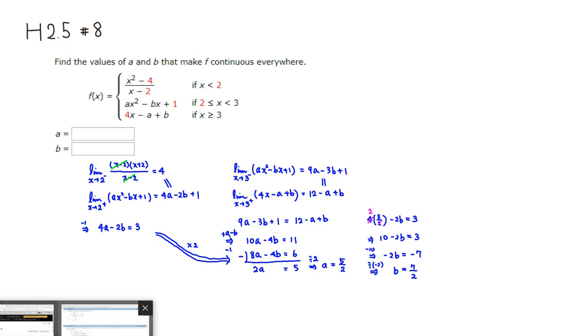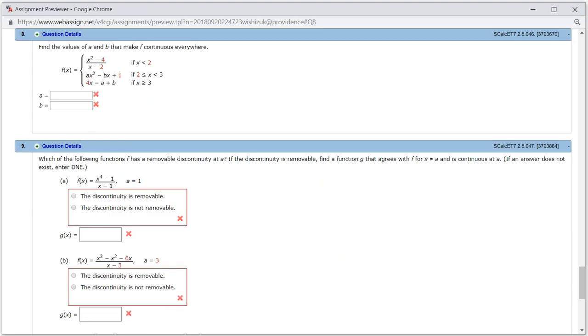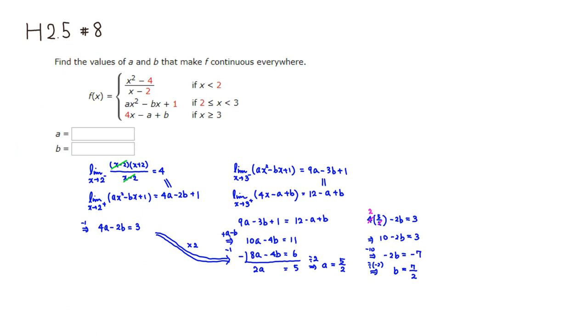Let's type it in. So we have 5/2 and 7/2. Let's check the answer. I came back and it looks like we got the a and b values correctly. That's it. I hope that this was clear.